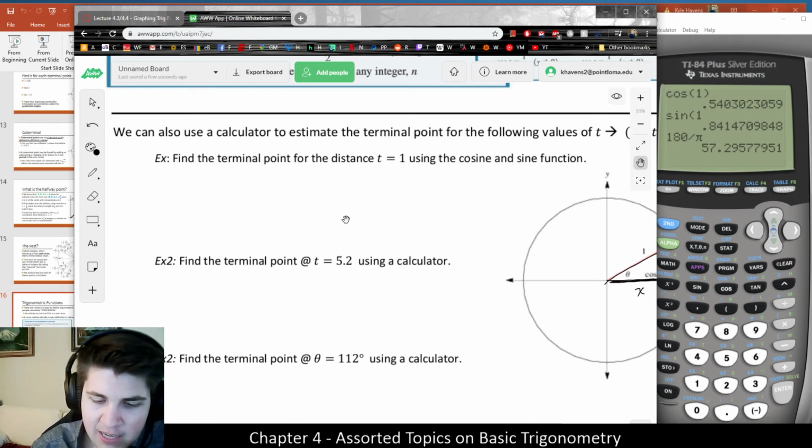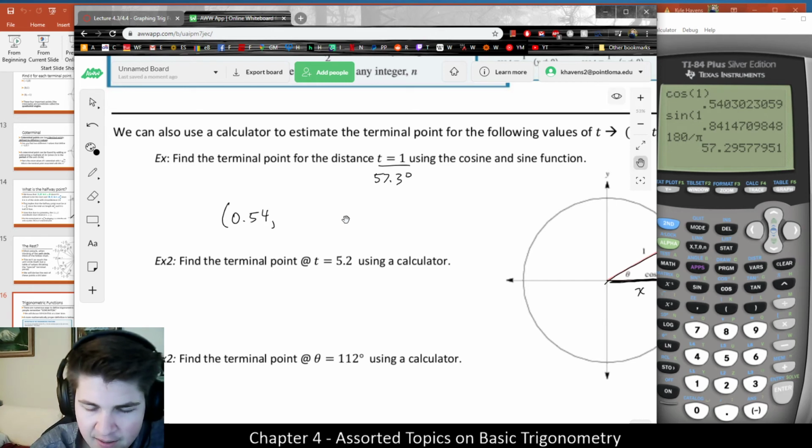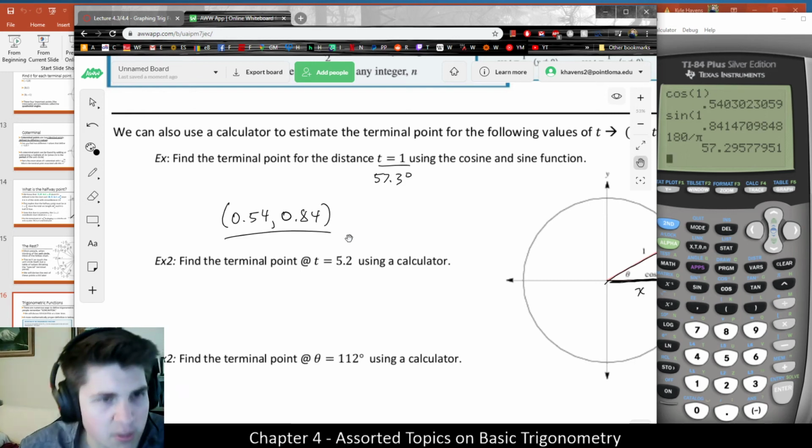the summary here is that if I want to know the terminal point at 1 radian, which is the same as 57.3 degrees, I could use a calculator. I could just take the cosine of that to find the x, and the sine of that to find the y. And there we have the terminal point.